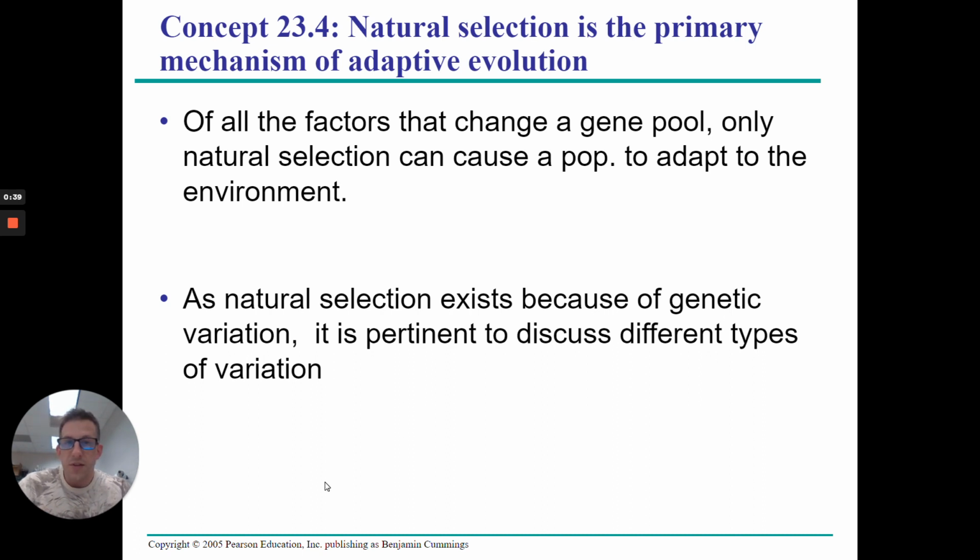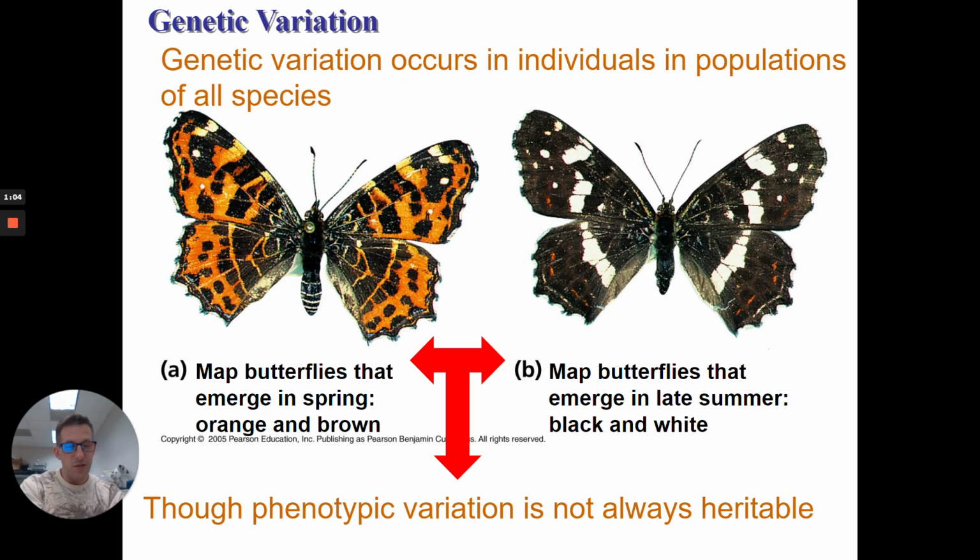So of all the factors that change a gene pool, it's only natural selection that can cause a population to adapt to the environment. Previously, in the last section, we talked about genetic drift and gene flow, and those do change the gene pool and the allele frequencies, but they don't necessarily cause adaptation to the environment. As natural selection exists because of genetic variation, it's pertinent to discuss these different types of variation that we see in a population. This is actually kind of an interesting set of topics as we work our way through this.